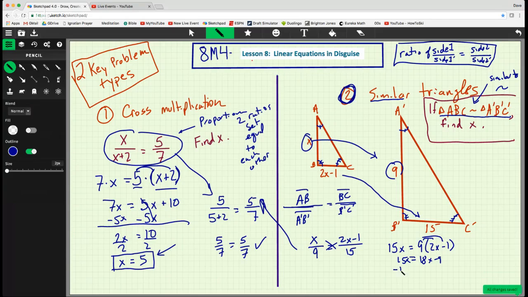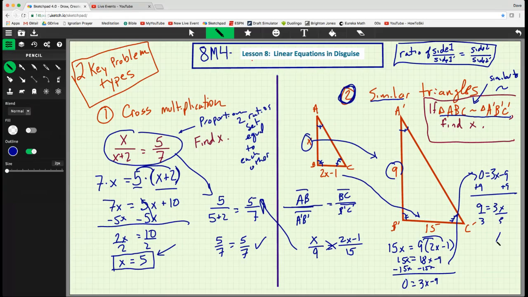Subtract 15x from both sides. Let's take it up here. We get, I'll write this down here, 3x minus 9 equals 0. So now we have 0 equals 3x minus 9. Add 9 to both sides, and we get 9 equals 3x. Divide both sides by 3, and we get x equals 3.